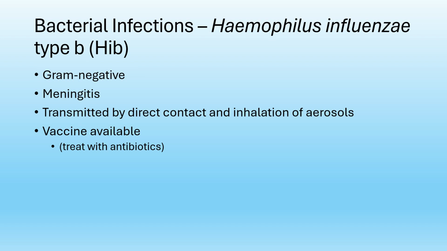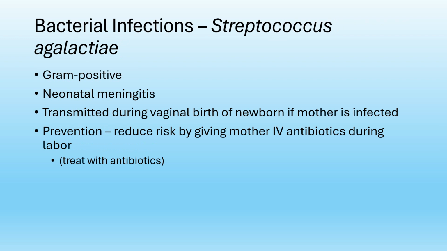Haemophilus influenzae type B, we often abbreviate that as HIB. This is gram-negative. It is also another causative agent of meningitis. It can be transmitted by inhalation of aerosols or by direct contact. There is also a vaccine, the HIB vaccine. You can also treat with antibiotics.